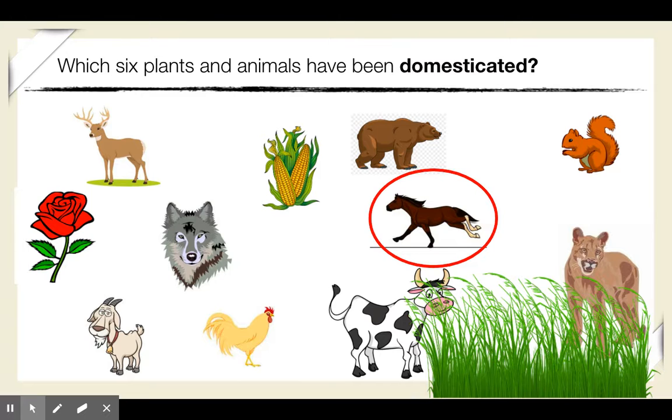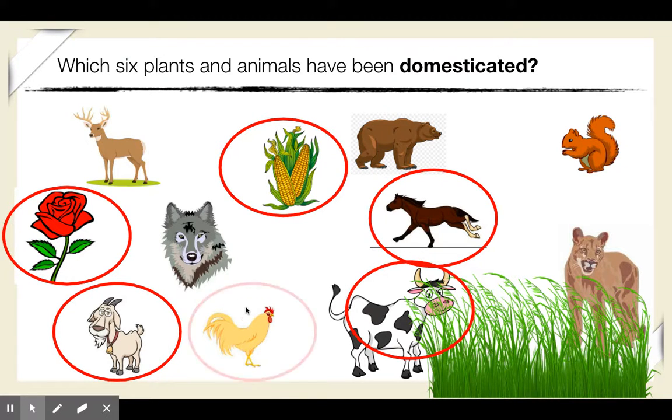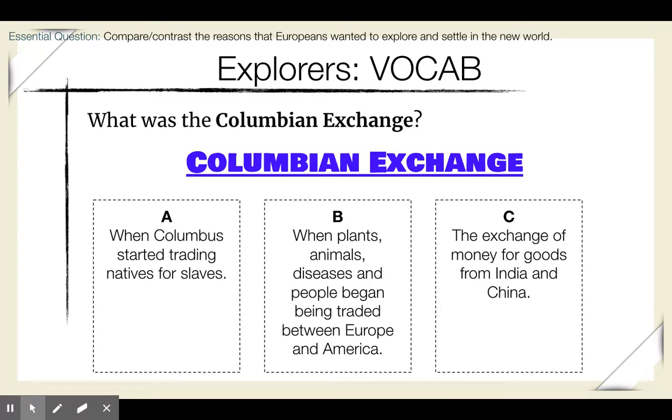If you said a horse, you are correct. If you said a rose, that is actually a flower that has been domesticated. They can actually grow those to be certain colors. If you said corn, it is a plant that was domesticated by the Native Americans from a wild grass. Goats, cows, chickens, those are all animals that have been domesticated by the Europeans that are going to be brought over to America.